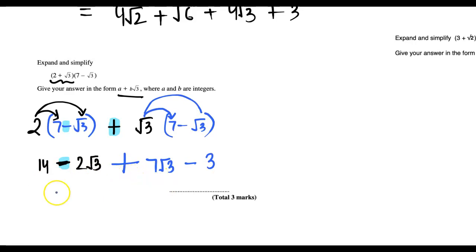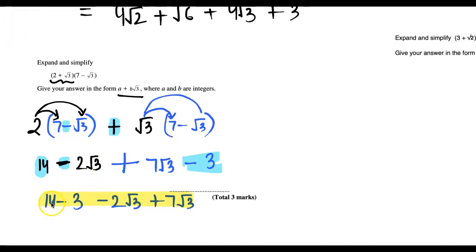So can we simplify it a bit more? I think yes. So 14 take away. You have 14 here and negative 3 there. So 14 take away 3 minus 2 root 3 plus 7 root 3. Over here, it's a bit of understanding of positive and negatives. If you have your negative numbers very strong, you won't land to any wrong answer. So 14 take away 3 is going to be 11. Now, negative 2 root 3 plus 7 root 3 will give you plus 5 root 3. And this is our final answer.